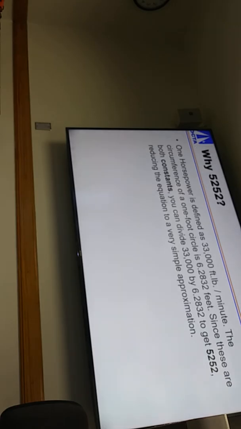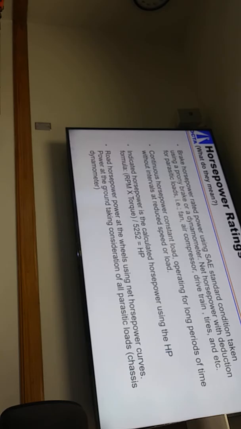Now, the formula for this is to figure torque, or to figure horsepower. Indicated horsepower is calculated using the horsepower formula: RPM times torque divided by a constant, 5252. Now, rated power is the power measured at the engine flywheel without any of the accessories on it. Okay? So horsepower is the rate at which we do work.